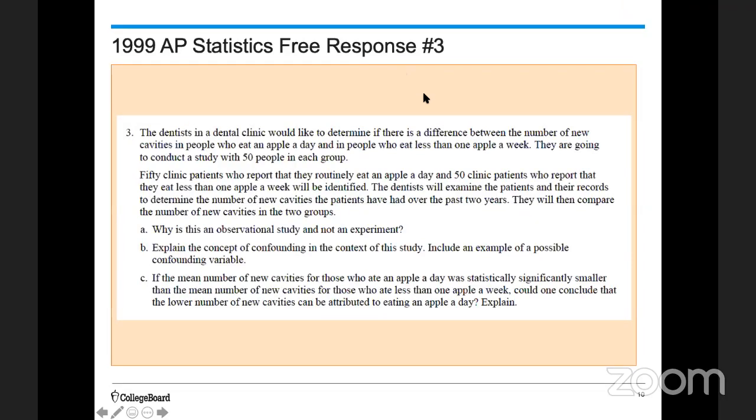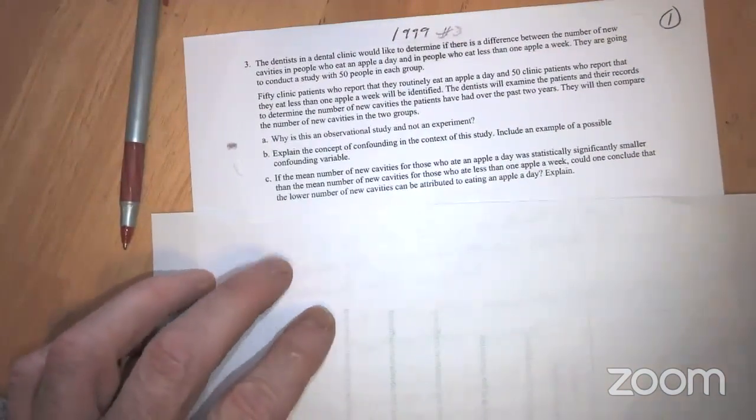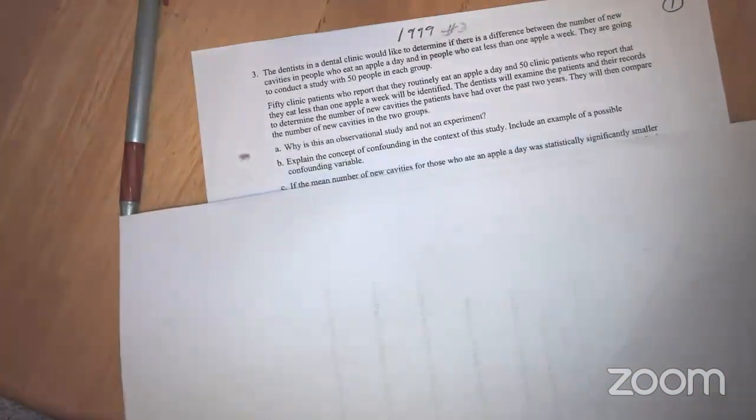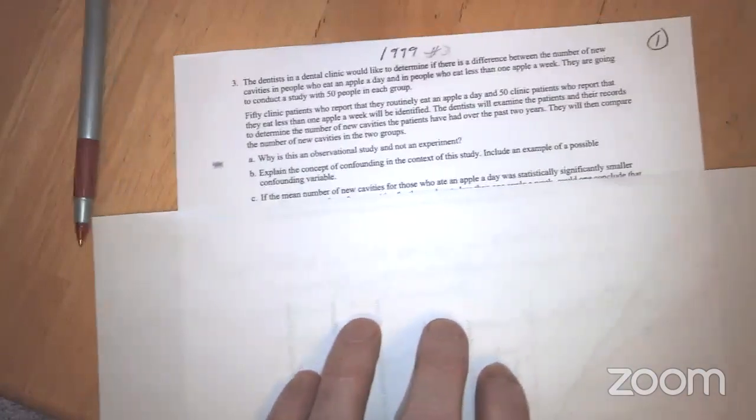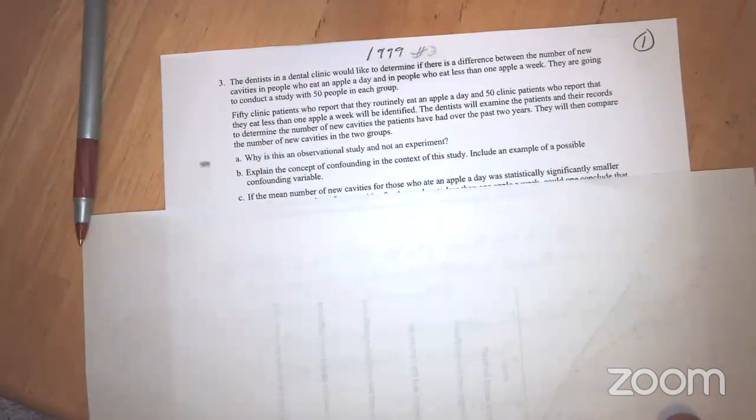Just going to switch over to my overhead. We'll take a look at the same problem. Okay, question A. Why is this an observational study and not an experiment? So maybe my gut feel there was right on.